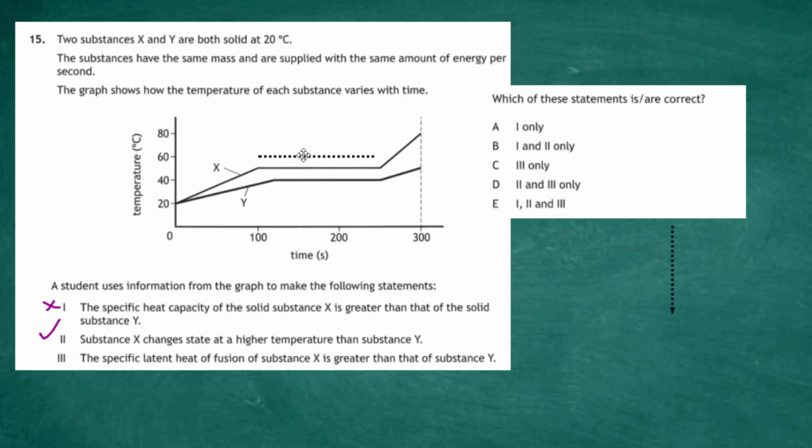Just to check that again, you can see the line placed on the flat part of the graph. That's the place where substance X is changing state from a solid to liquid, and the length of it is really the amount of energy needed to completely change that from solid to liquid. And you can see Y's is going to be shorter than substance X's. So the specific latent heat of fusion of substance X is in fact greater, it's a longer line than Y's. So we can give that a tick as well. So there are two statements that are true, statements 2 and 3, and that's going to correspond to response D.